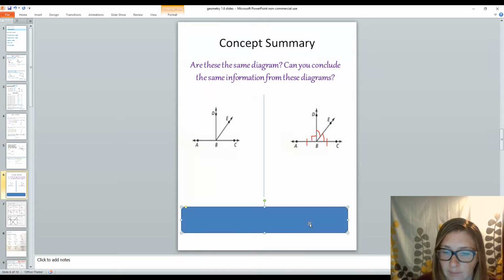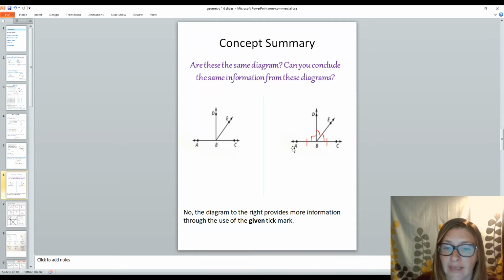On this diagram, though, I can say a lot more. I can say AB is congruent to BC because of my tick marks. I can say ABD is a right angle because of that box. I can even say ray BE is an angle bisector because these two pieces are cut equally in half because of these markings. So markings make a whole different ballpark for us of information.